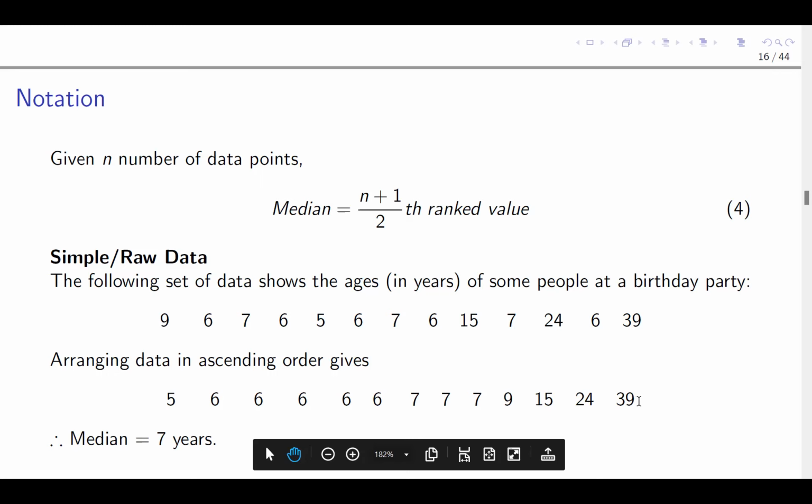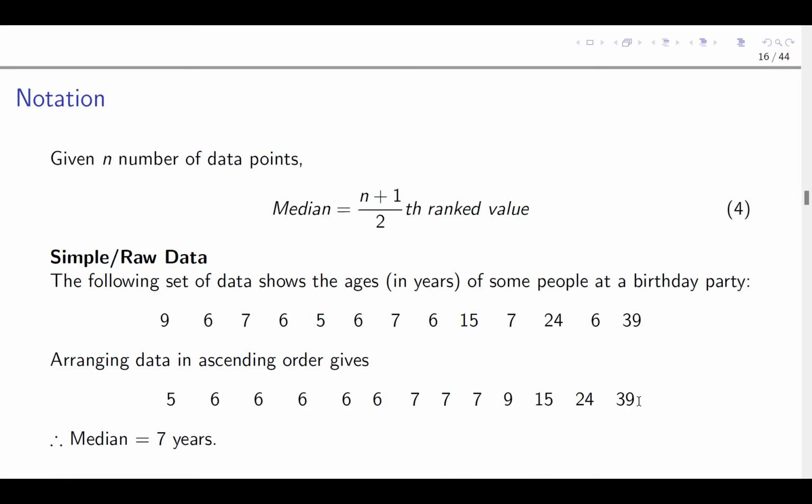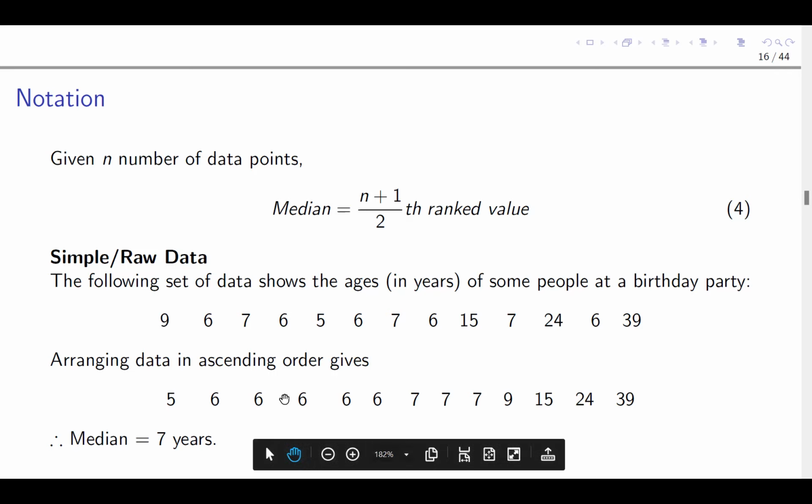13. There are 13 of these counts. 13 plus 1 is 14, and 14 divided by 2 is 7. So the median is the number in the 7th position. So 1, 2, 3, 4, 5, 6, 7. Exactly. So at this point, our median is 7 years.